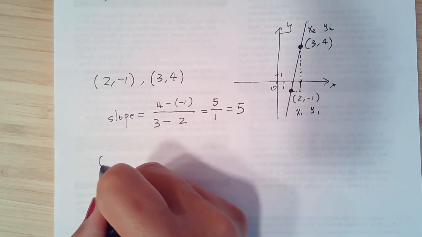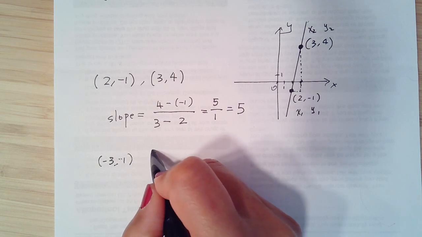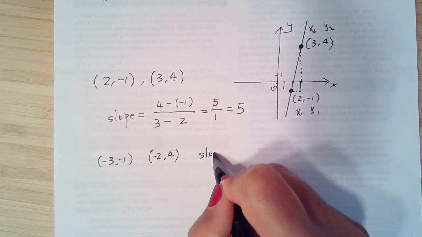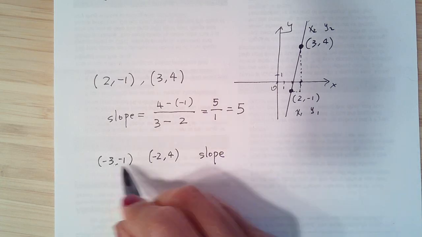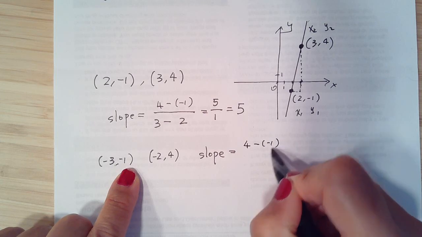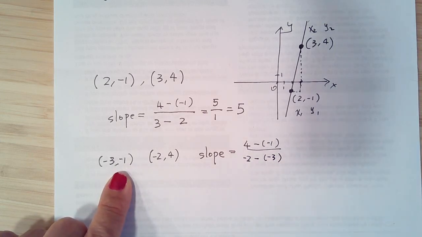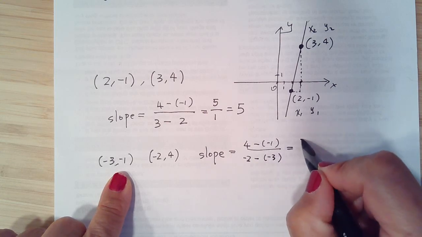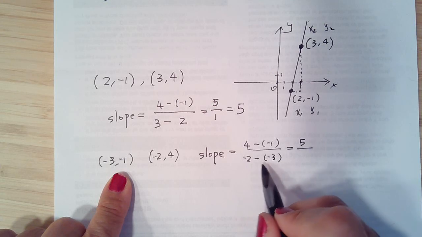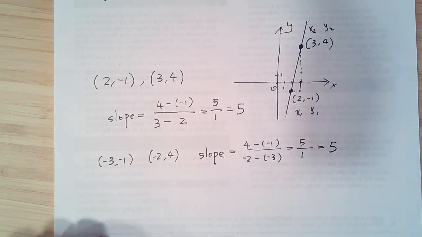Let's see, from (-3, -1) to (-2, 4). So what is the slope of the line passing through these 2 points? So that's going to be 4 minus -1 over -2 minus -3. Okay, then 4 minus -1, which is 5, and then -2 minus -3 means -2 plus 3, which is +1, so that's also 5. Sounds good?